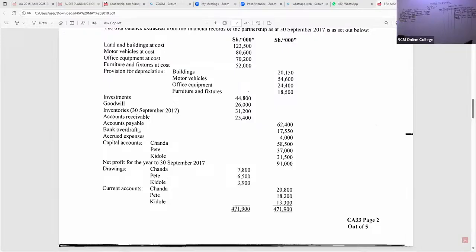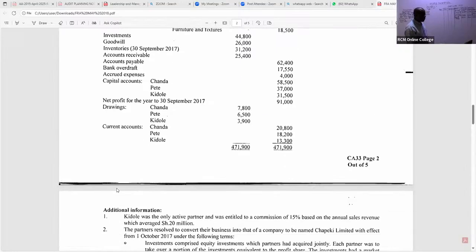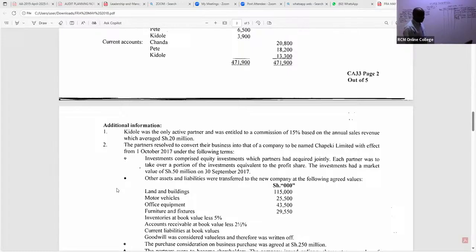Now, ladies and gentlemen, let's read this question very, very well. So you can see we have been able to capture most of this. The capital accounts we have handled, you tick. Net profit for the year we have handled, you tick. Drawings, I'll handle right now very quickly. Don't worry about that. Current accounts, you have to tick this. Very good. Now, look at note number 1. We have already handled this, because we got some figure there.